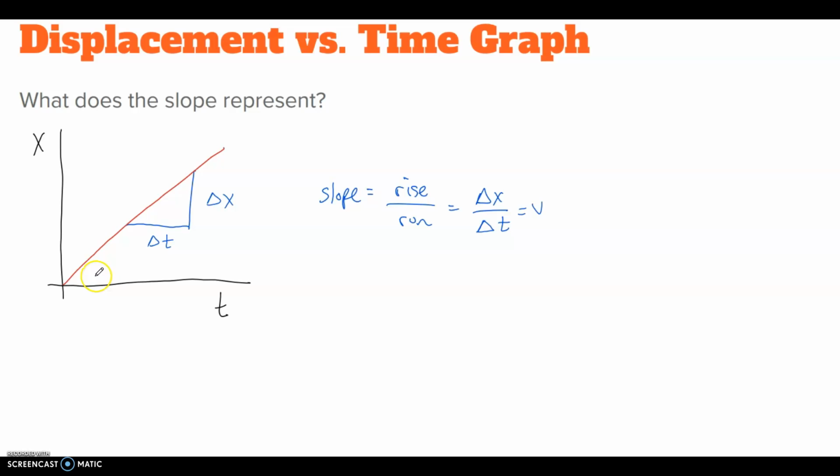If the slope is really steep, coming up really at a sharper angle, we know the object is moving quickly. If it's at a shallower angle, we know the object will be moving more slowly.